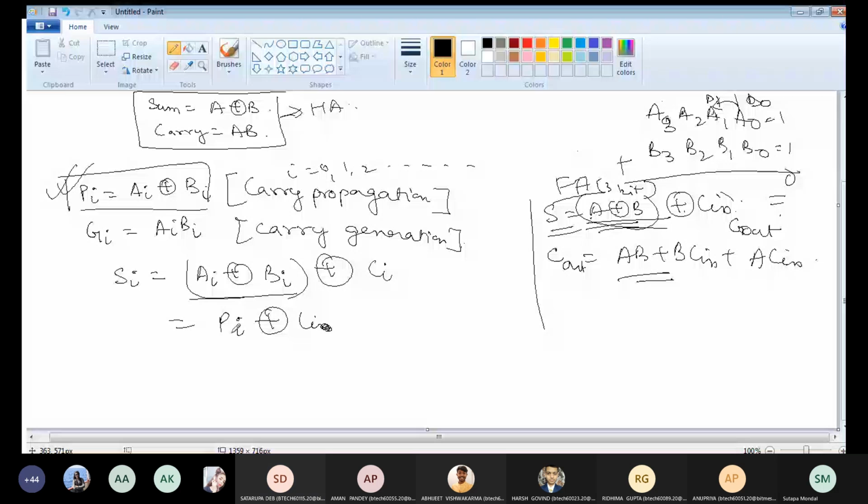Is it clear now? Now what is the final equation for SI? That is the sum. So what is the final equation? That is PI XOR CI. Very good. So dear students, if I am taking CI as input, what will be the final carry out? It should be CI plus 1.